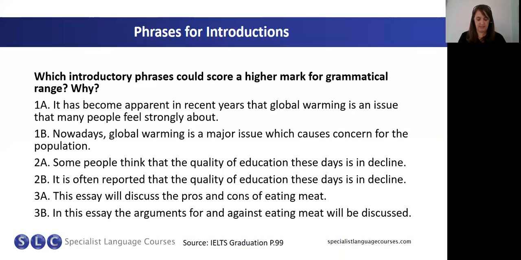Now these are sentences that you can use in order to tell the reader your plan in the introduction. So which one could score a higher mark, 3A or 3B, and why? Write your ideas in the chat box.